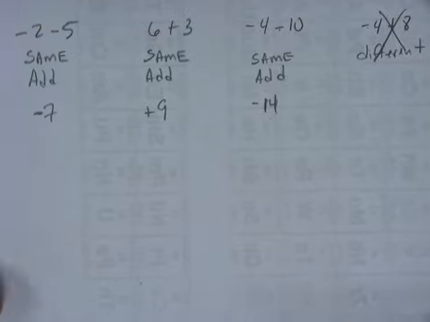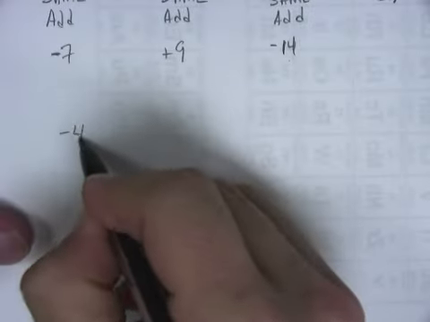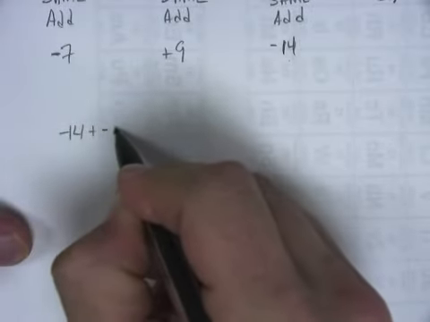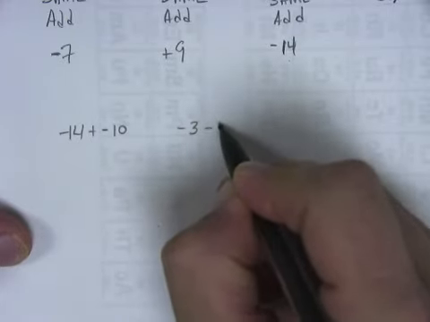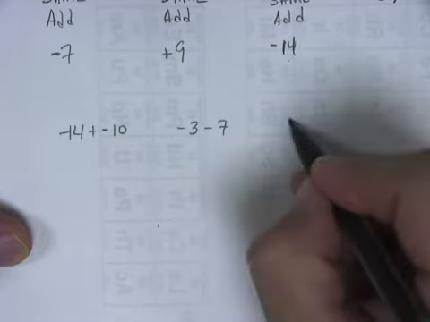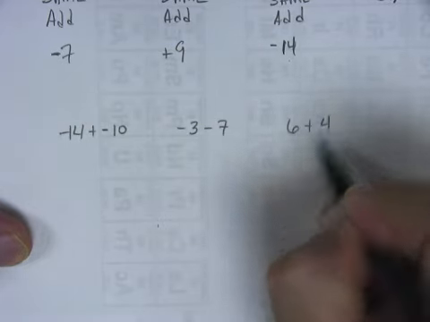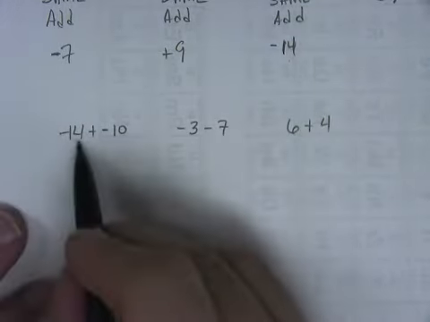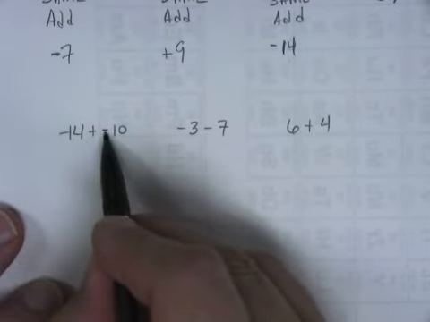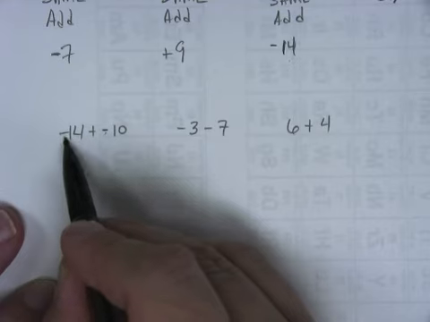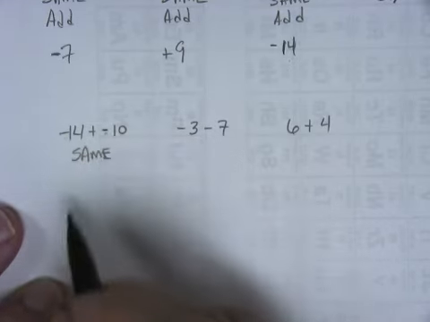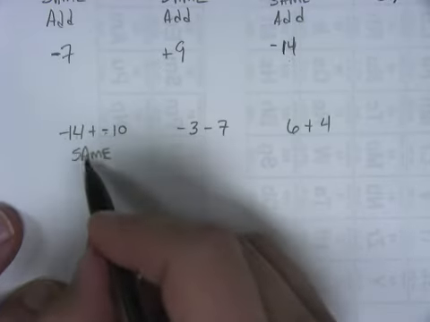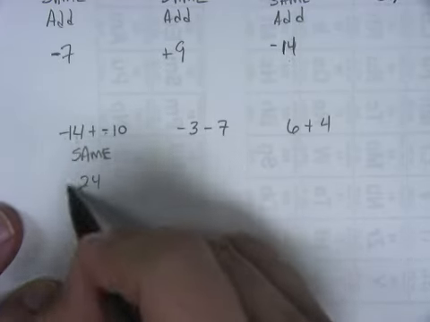Let's do a couple more. Let's do like negative 14 plus negative 10. Negative 3 minus 7. 6 plus 4. What's the sign of the 10? The sign of the 10 is a minus. Keep that in mind. Don't let that fool you. So this is a negative. This is negative. So they're the same. You don't have to write that down. I am. And so we add those together. So 14 and 10 gives you 24. Keep that sign in your answer.